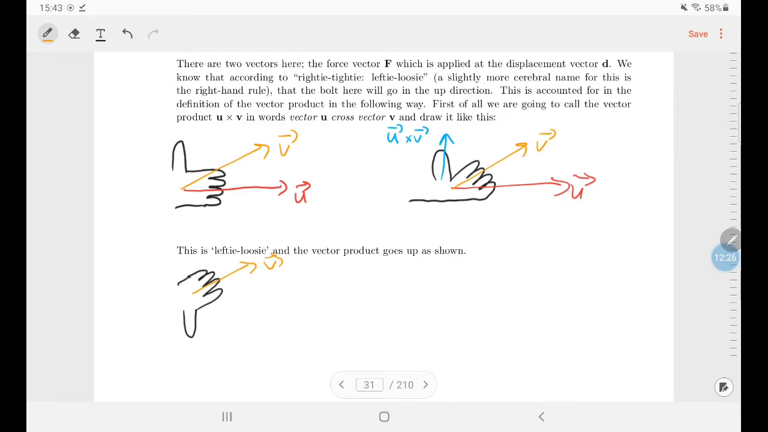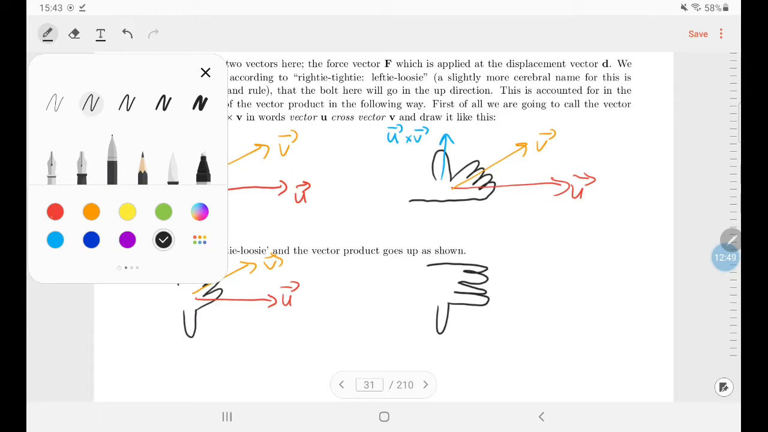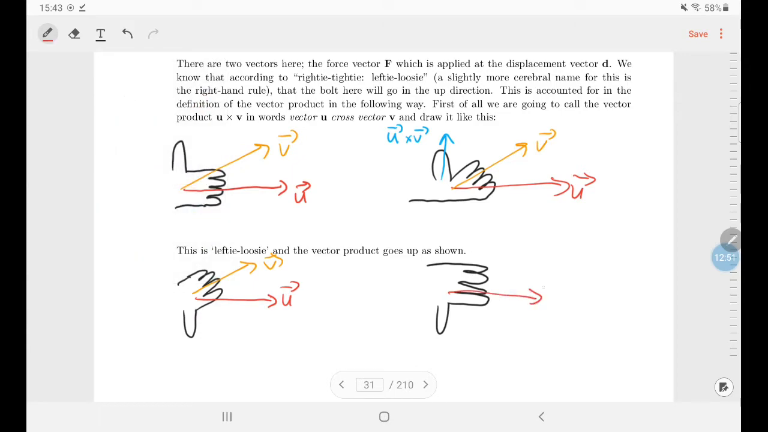So just put your own right hand in front of you, thumb down, and then sweep your fingers, kind of close your fingers until you get to U. Oh boy, I've kind of given up there now, haven't I? Yeah, this is a lot easier to explain in class. So U, V, you sweep from V to U, then V cross U goes down.